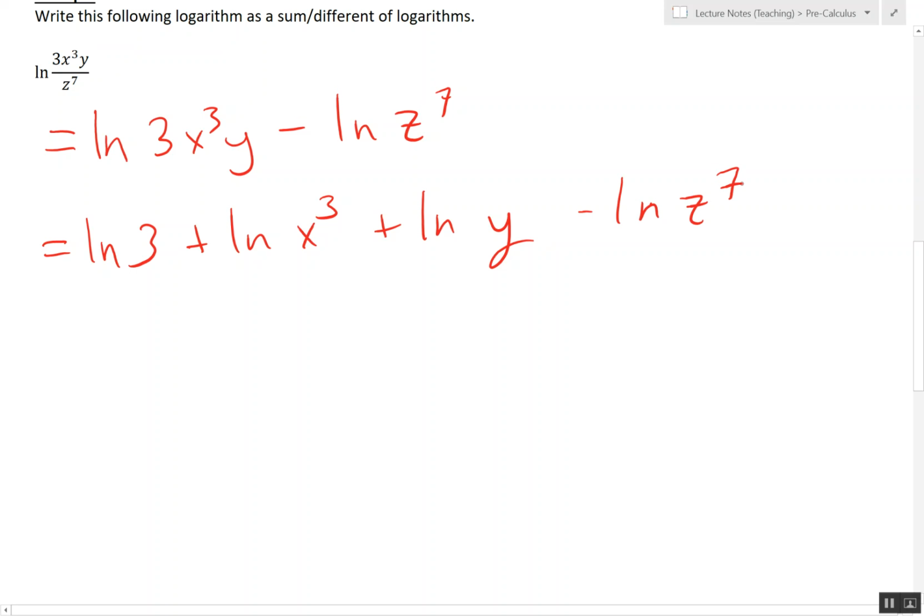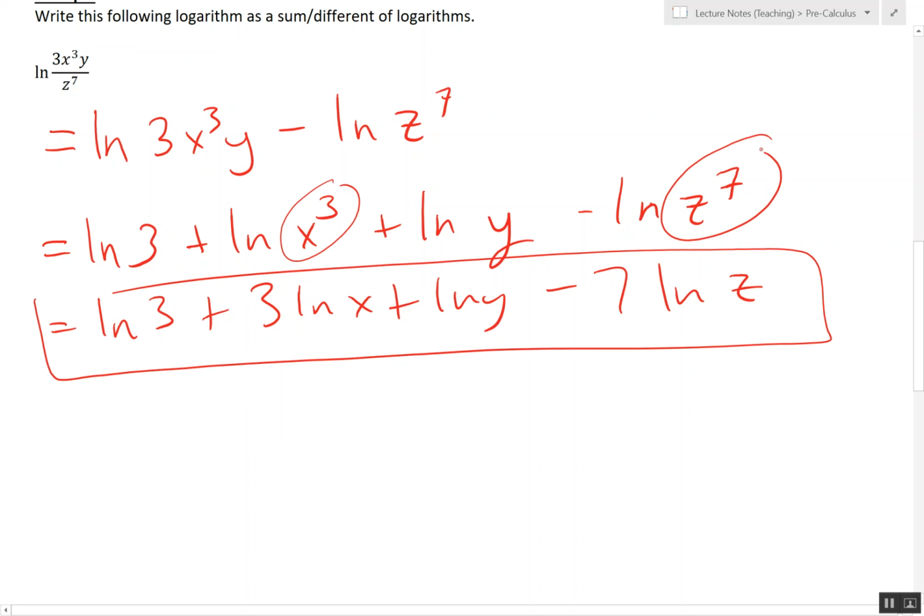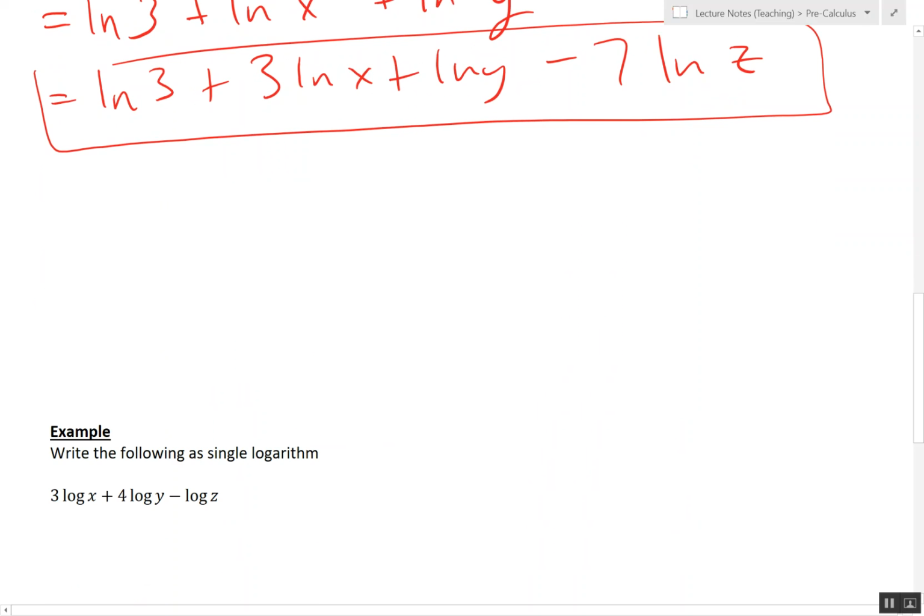Notice that the instructions say sum or difference of logarithms, but I actually notice that you still have a product in here you have to simplify. In order to simplify that, you have to use property 3. And so this is going to be ln of 3 plus 3 ln of x plus ln of y minus 7 ln of z. This is the final form I want because this is technically a sum. This is a product that's not simplified, and we need to simplify that product first, just like we did when we simplified this product. So that's the first example.